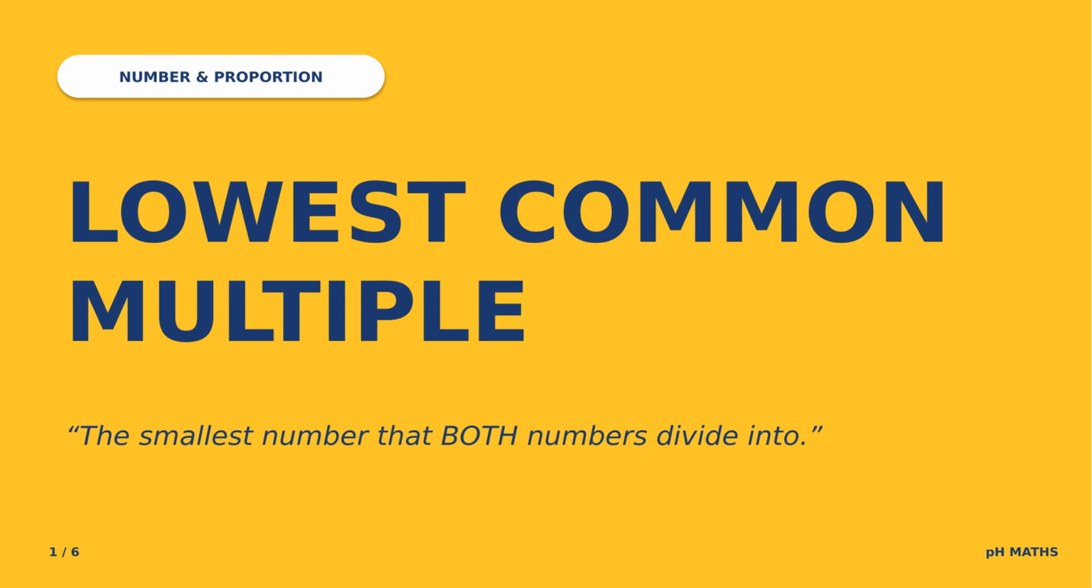Today's explainer is the lowest common multiple, LCM for short, the smallest number that both numbers divide into. By the end of this, you'll know the prime factorization method that works on any pair of numbers, no matter how awkward.